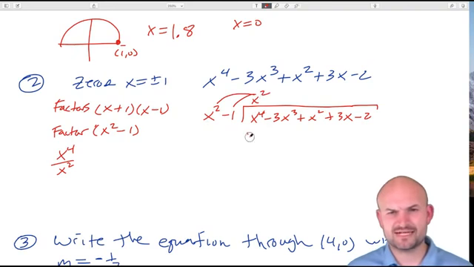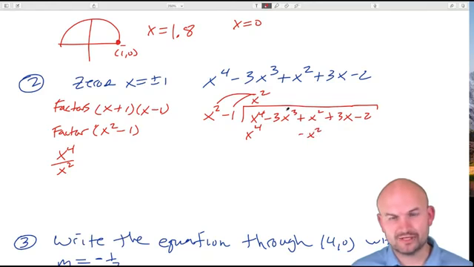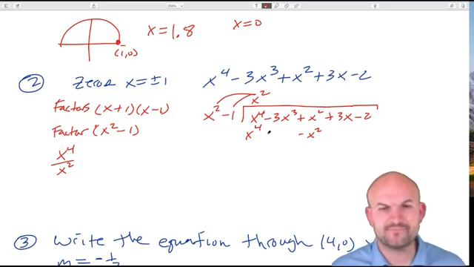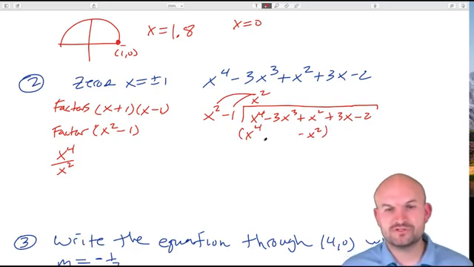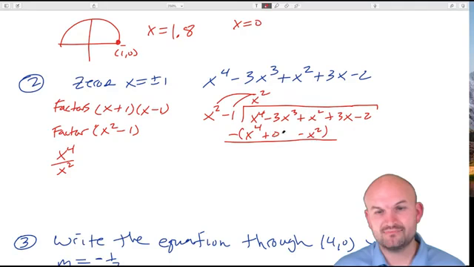So x squared times x squared is x to the fourth. X squared times negative 1 is a negative x squared. Well, I don't want to put that under an x cubed because those aren't like terms, right? So I'm going to put it under this x squared. Then we're going to group the first two terms and subtract them. So I have nothing to subtract a negative 3x squared from. You could use a placeholder of a 0x cubed if you like. But now let's go and subtract the rows.